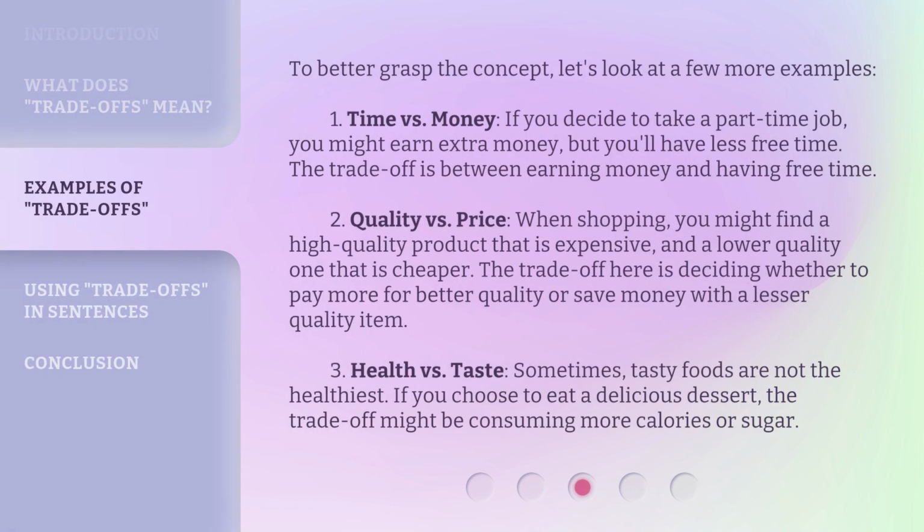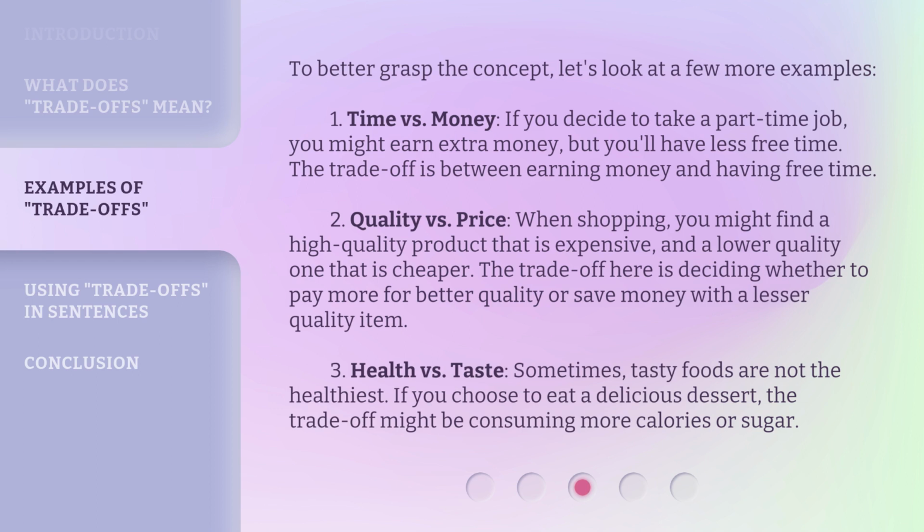To better grasp the concept, let's look at a few more examples. 1. Time versus money. If you decide to take a part-time job, you might earn extra money, but you'll have less free time. The trade-off is between earning money and having free time.